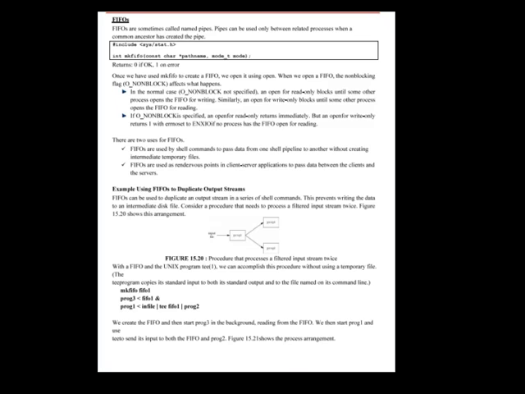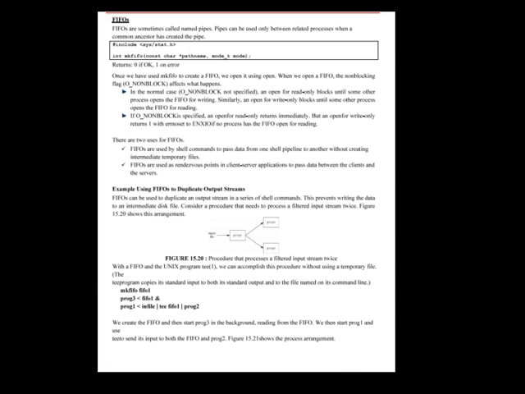Now let us see FIFO. FIFOs are sometimes called named pipes. Pipes can be used only between related processes when a common ancestor has created the pipe. See the syntax here. Returns 0 if OK, -1 on error. Once we have used mkfifo to create a FIFO, we open it using open.